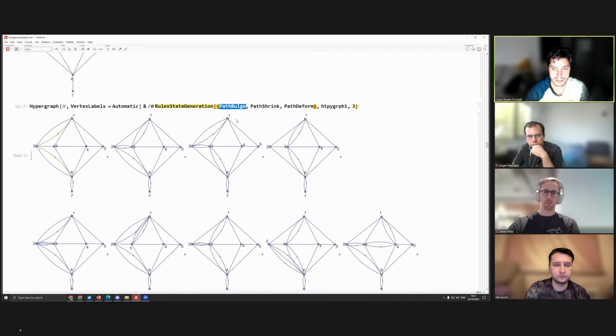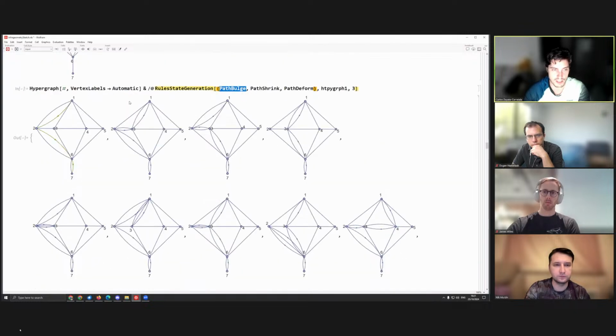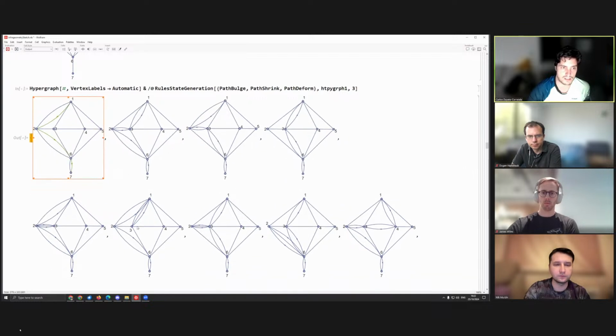And of course, we get what's expected. The style of the curve is lost here under the rewrites, but you can see that, for example, here we obtain, this is just the initial state. There's nothing done, but here, for example, we can see that there's been a bulge applied to the path between 1 and 2. Now it becomes a path between 1, 3, and 2, right? And the rest is unchanged.